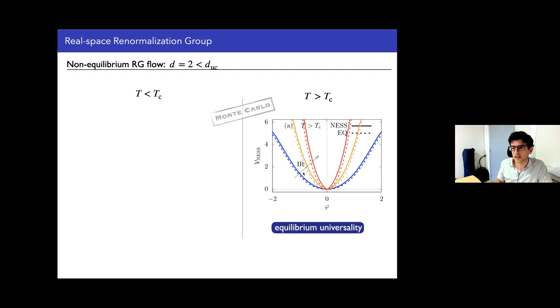And as you go into the IR, your potential basically closes, and your field lives at phi equal to 0, which is the paramagnetic solution. It's controlled by the equilibrium universality class.